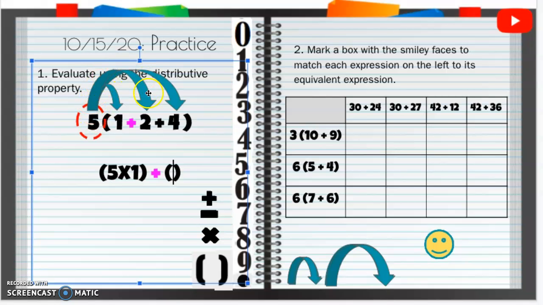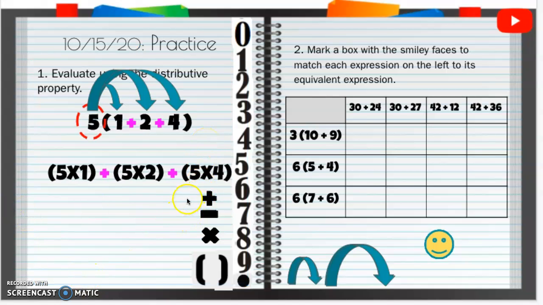The second part, 5 times 2. 5 times 2, awesome. What do we have in between here? Plus sign. So we are going to have a plus sign. All right, last but not least, this 5 is going to be distributed or multiplied to the 4. So 5 times 4. Easy peasy, we got this.